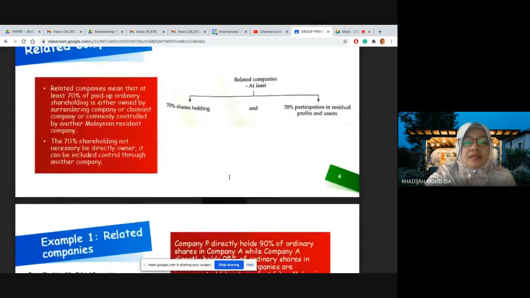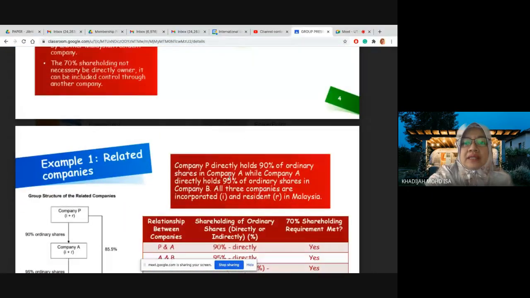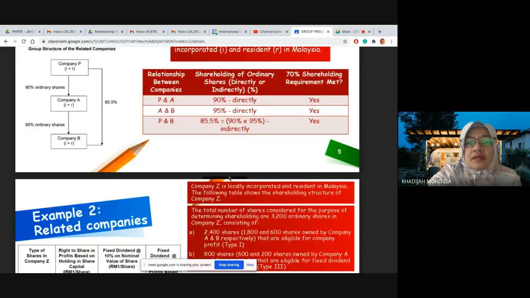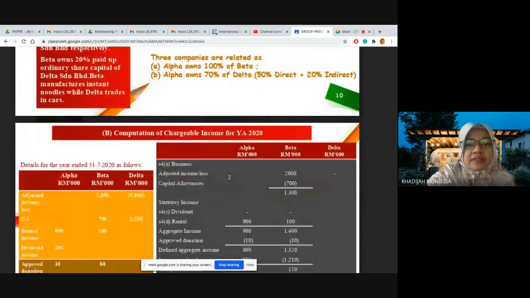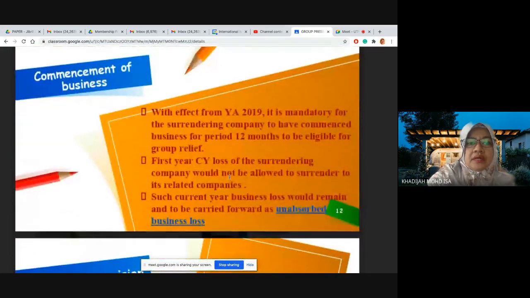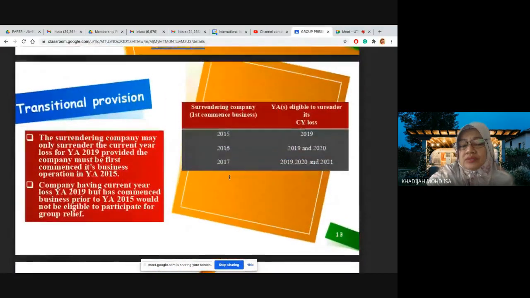So then, what do you mean by related companies? All these things. So you have to do computation, for example, but make sure that the company is eligible in order to be involved in the group relief strategy. And then what else do we have here? Computation, commencement of business, transitional period.